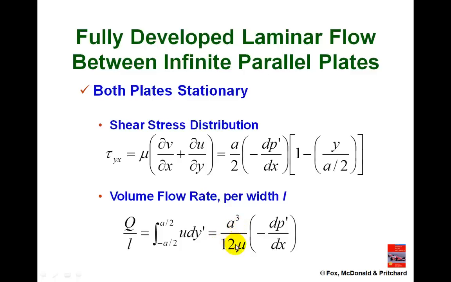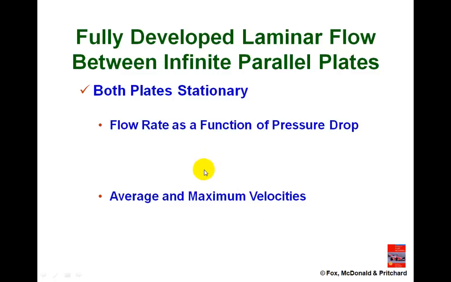So the constant of integration is going to be 2 over 3, so that we end up with 1/12 out front. So the gap width cubed divided by 12 times mu times the negative pressure gradient. We can then rewrite that as flow rate versus pressure drop. Again, we've normalized things by L, so Q over L is the gap width cubed times the pressure drop from inlet to exit divided by 12 mu L. Capital L is the length of these parallel plates.